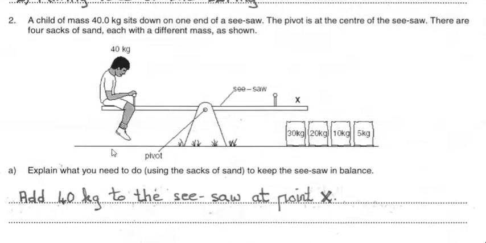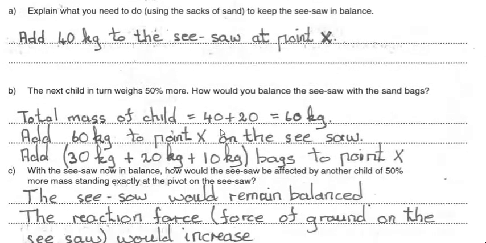So if the first kid gets off and the second child jumps on, it's now going to be 60 kg here. So you've got to add 60 kg to here to keep it in balance. So how could you do that? Well, you could add the 30 kg and the 20 kg and the 10 kg bags to point x. If the 30 kg and the 20 kg were already there, you just add this third one to point x.